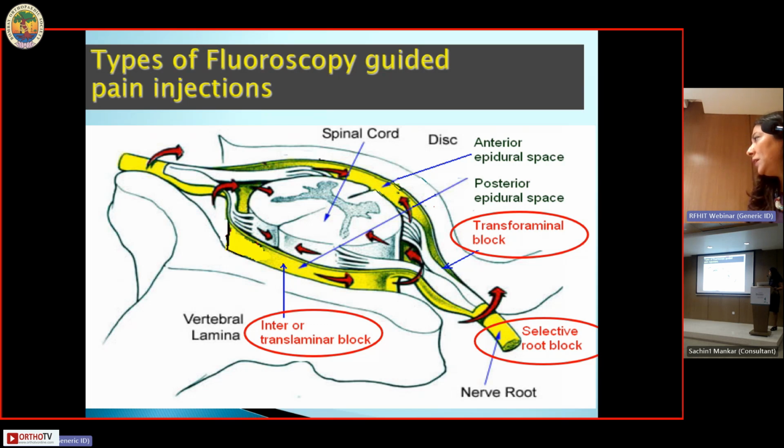But when you are medially and within the intervertebral foramen, you call it a transforaminal. So you get a nerve root spread and an epidural spread of contrast. And if you are laterally, near the exiting root, and you're outside the intervertebral foramen, it is more of a selective nerve root block.